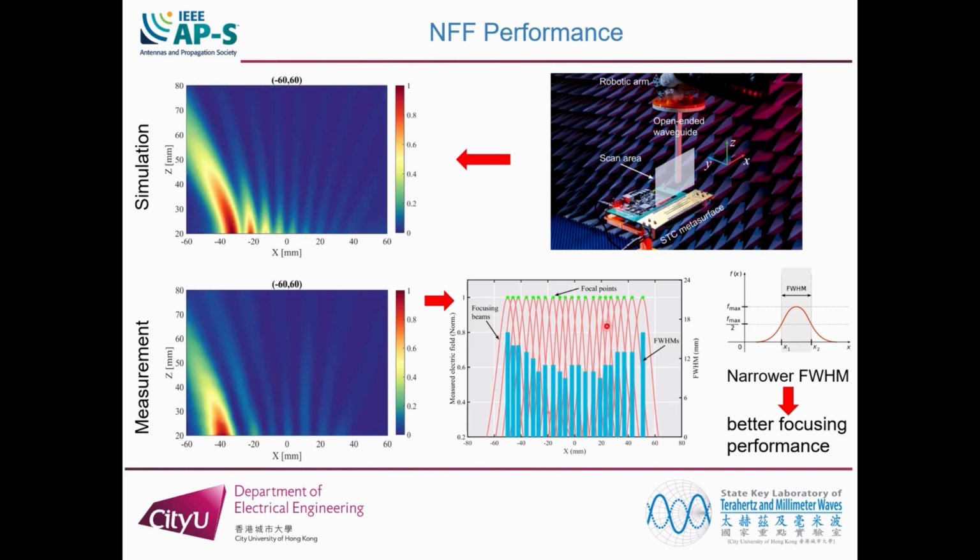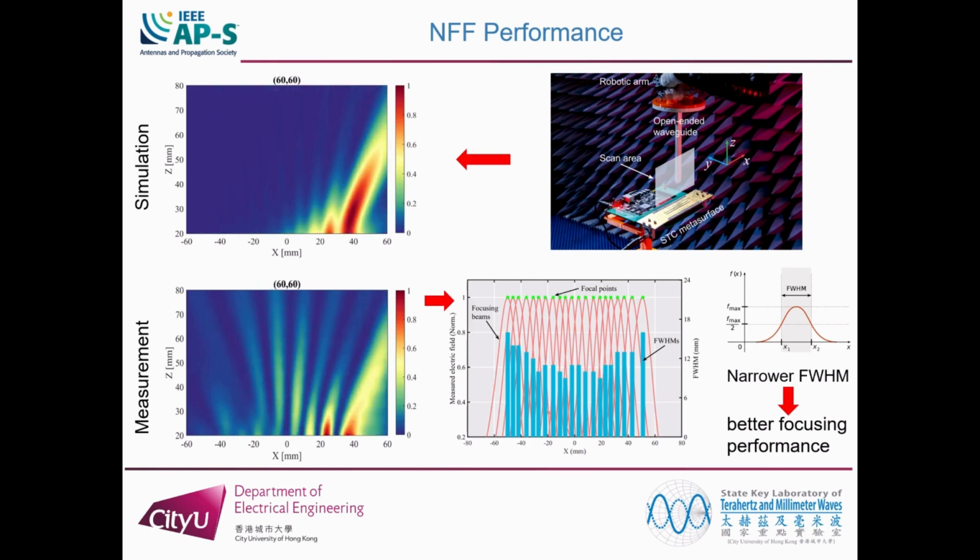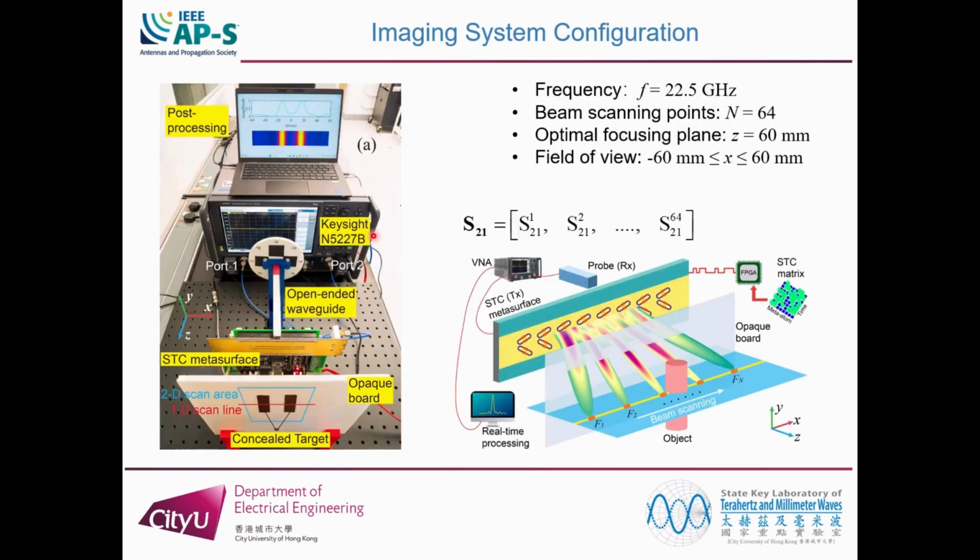The FWHM of the focusing beam directly determines the resolution of the imaging system. This page shows the configuration of the proposed imaging system. The STCMA and an open-ended waveguide function as the transmitting and receiving antennas, respectively. Every time a new STC matrix is loaded into the Metasurface via FPGA, a corresponding new focusing beam is formed accordingly. In our experiments, 64 states of meta-atoms are designed to generate sequential focusing beams.